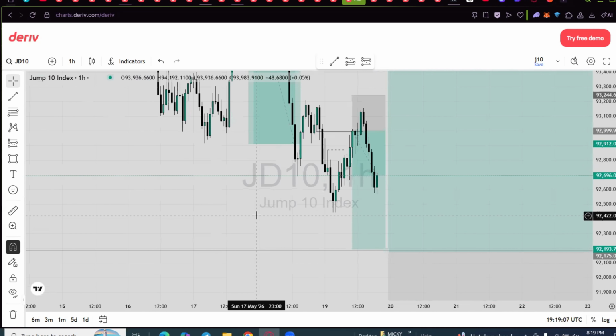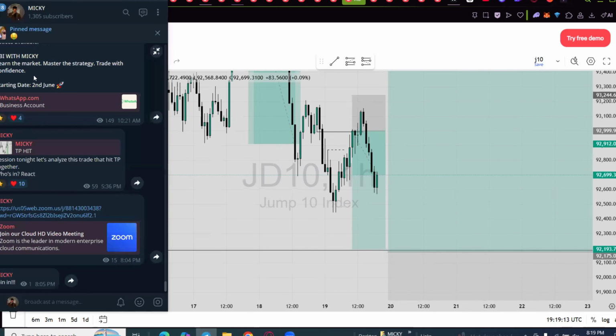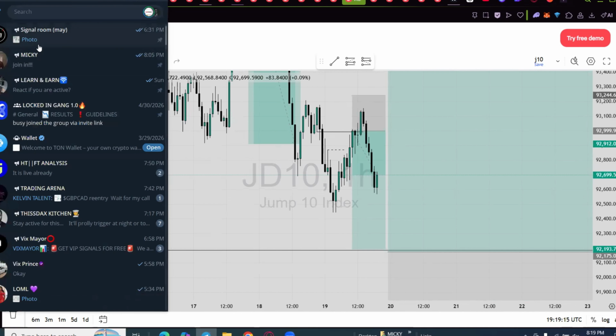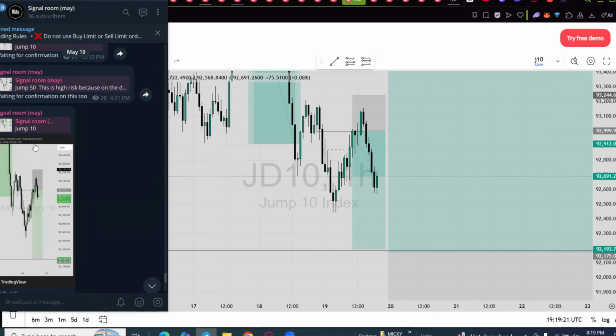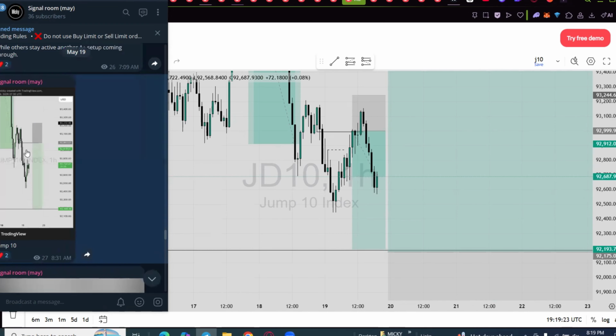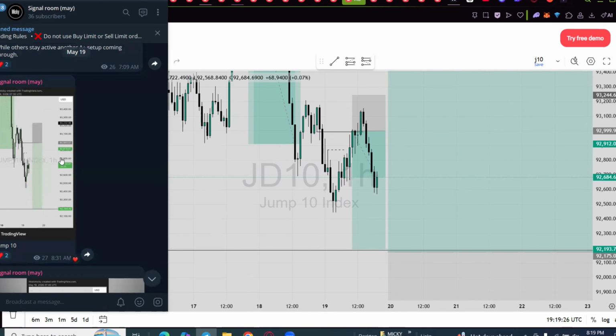I called this trade, like let's say by 6 o'clock. Yeah, I called this trade and it's still here. Let me show it to you guys. This is it. Sell JUMP10. This is the trade when it did not even get to POI.